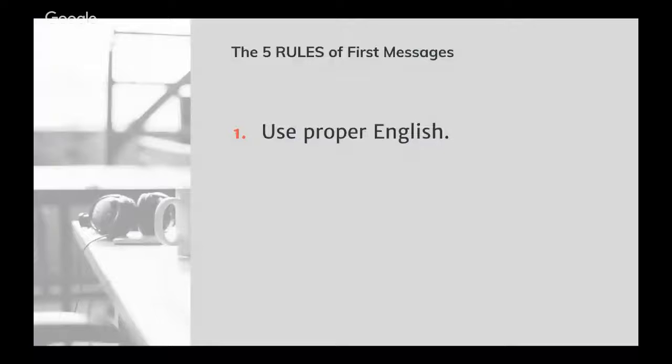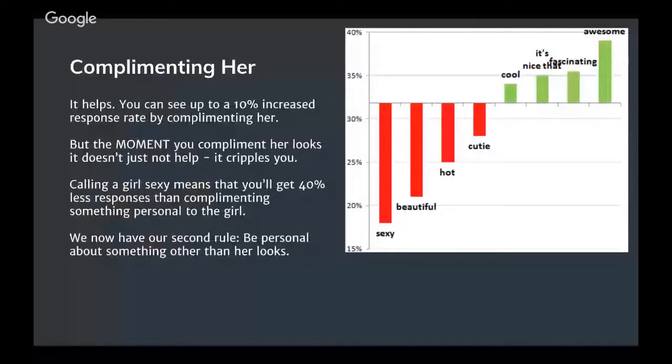So from this, we can come up with our first rule of 5, and that is use proper English. Seems pretty intuitive, but when you look at the numbers, most guys aren't doing this. Next up, complimenting her. It helps. In fact, you can see that there is up to a 10% increase in response rate by complimenting her.